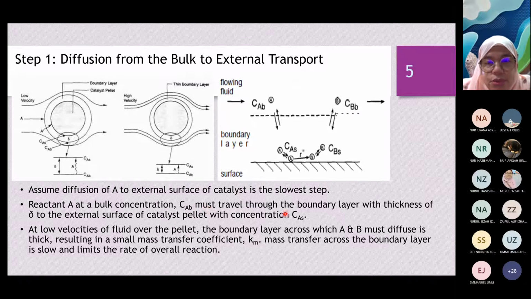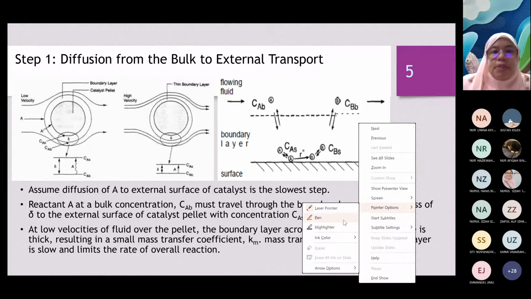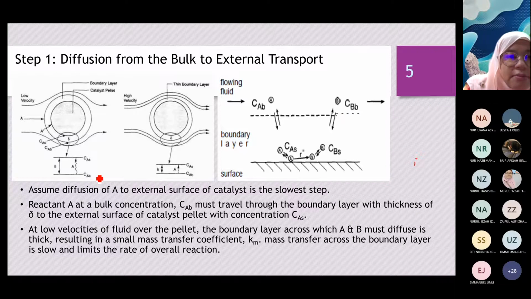It must travel through the boundary layer with thickness of delta to the external surface of catalyst pellet with concentration CAS. So the concentration becomes CAS. CAB at the bulk fluid, CAS at the external surface. Okay, so here at the bulk fluid, and CAS at the external surface.